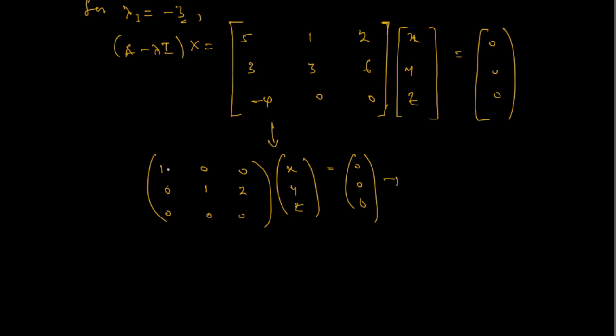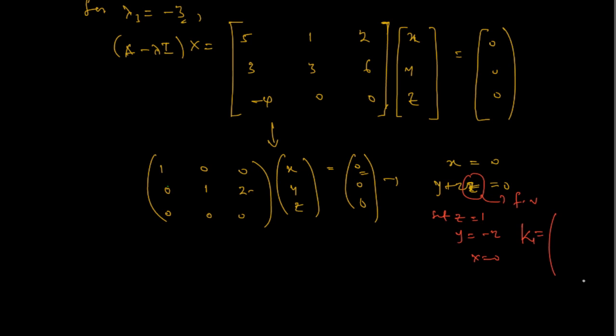And when we write this in equation form, 1 times x, that is x equals 0. 1 times y plus 2 times z, that is y plus 2z equals 0. And what you observe here is the free variable is z. So since the free variable is z, I'm going to set my z to be 1. So my z is 1, my y is going to be negative 2, and my x is 0. So I can find the eigenvector, which is going to be x, y, z. Now that is the eigenvector that corresponds to lambda equals negative 3.